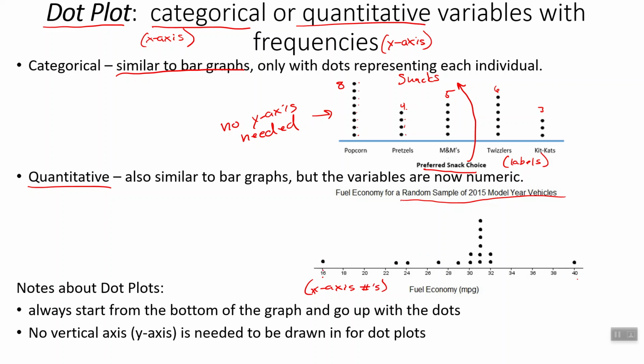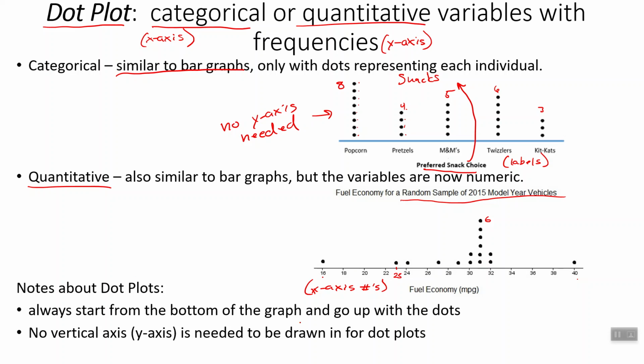And so this would say, okay, one car had 16 miles per gallon. We have one here between, so that would be 23. One car had 24. Looks like 31 is the one that has the most, which has, looks like 6. Right? And that's how we would read that sort of graph.